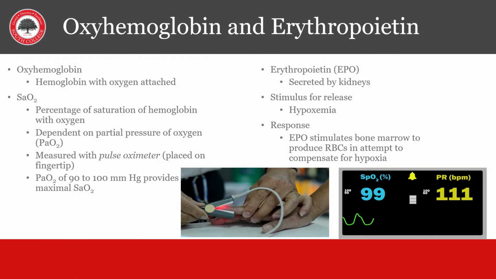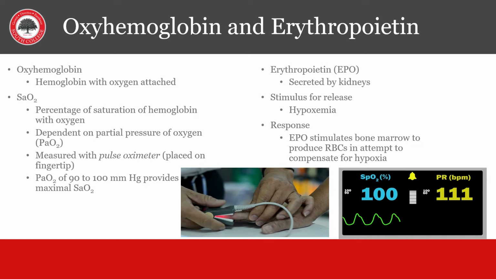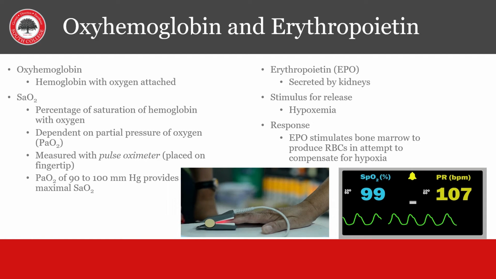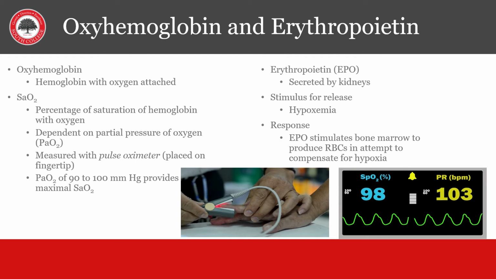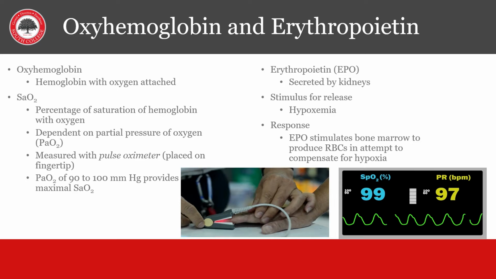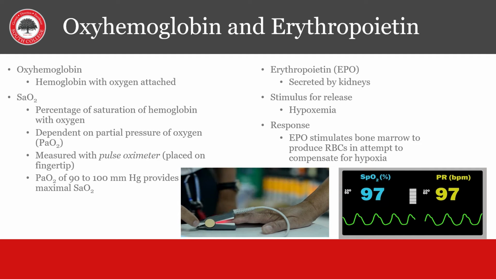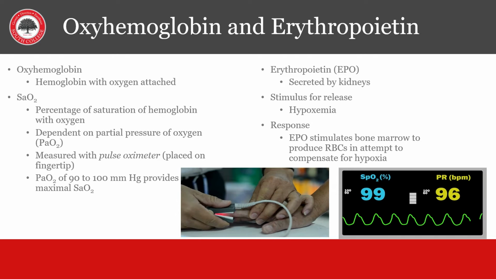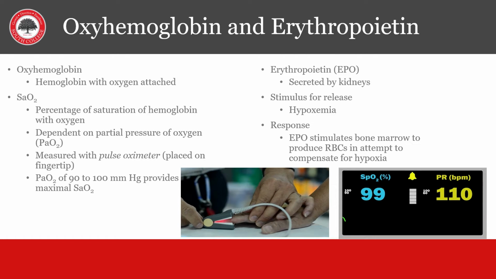Again, oxyhemoglobin is oxygen bound to hemoglobin. SaO2 is the percentage of saturation of hemoglobin with oxygen. You can measure this using a pulse oximeter. The pulse ox can see the red blood cells in the capillaries of the fingers, and using light chromatography, it can tell the level of oxygen bound to the hemoglobin of the red blood cells.